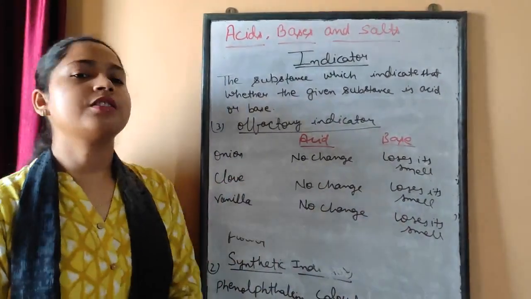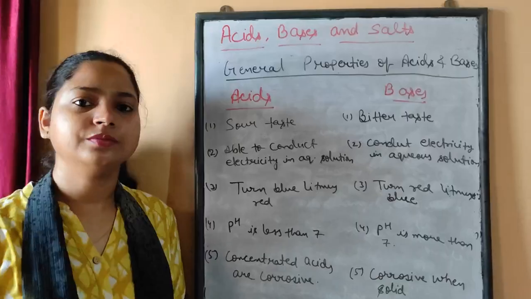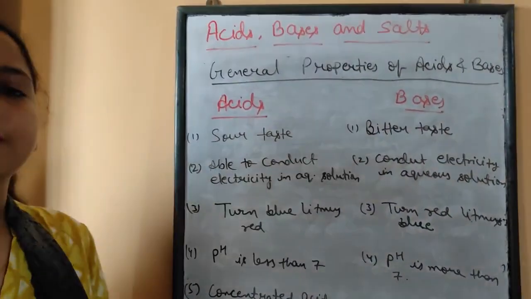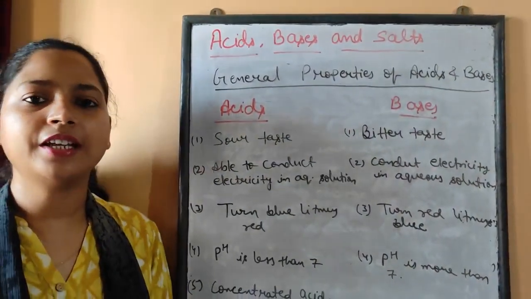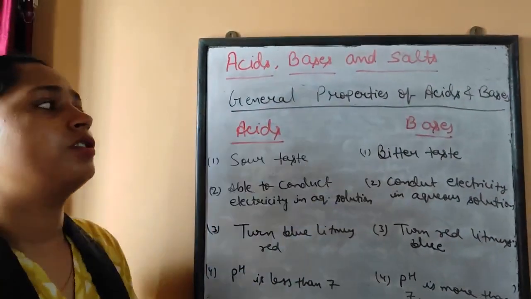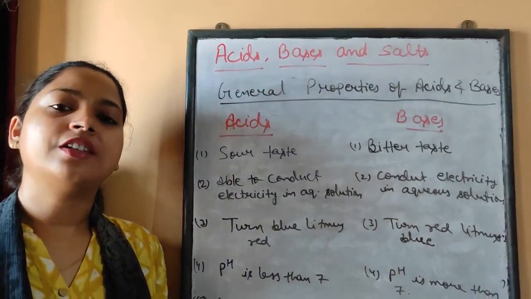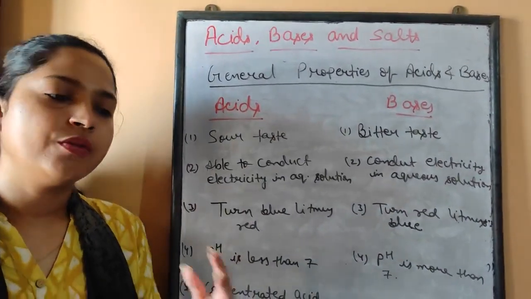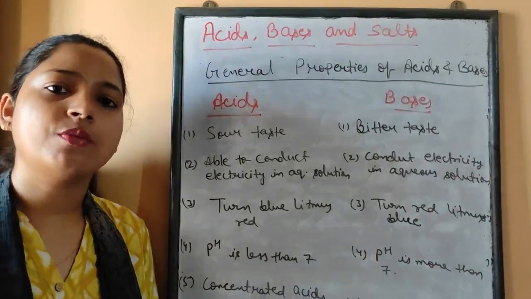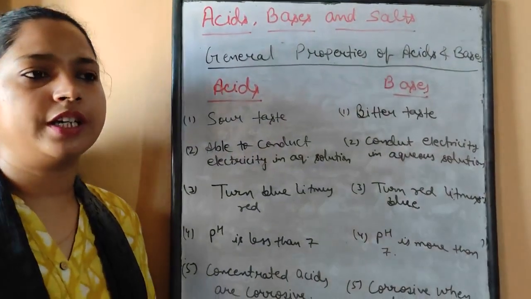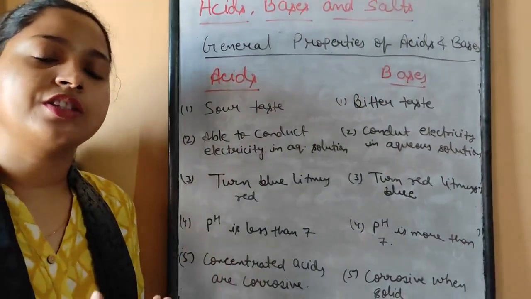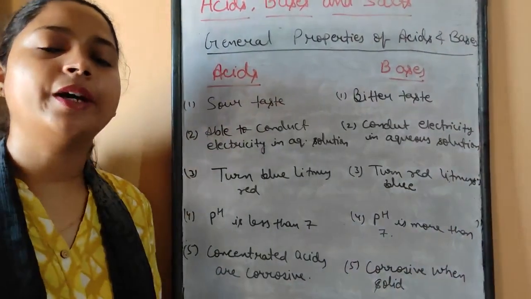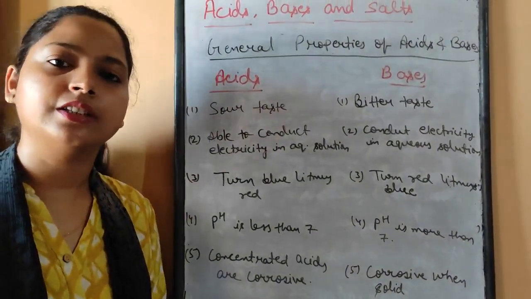Now moving towards the next topic. After the indicator, we are having the next topic as physical properties of acids and bases. We can call it general properties also. So we categorize the properties in general or we can say physical or chemical. Physical properties are those which we can observe with a common physical test, by observing, by watching that. And chemical properties are those properties which we observe by reacting the substance with another substance.